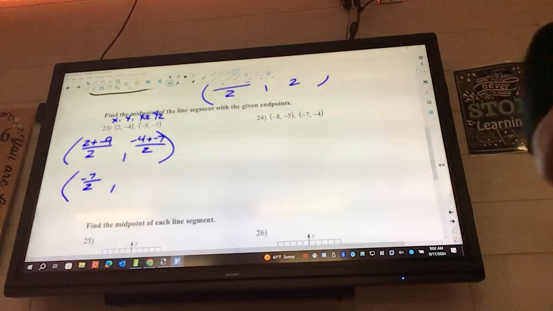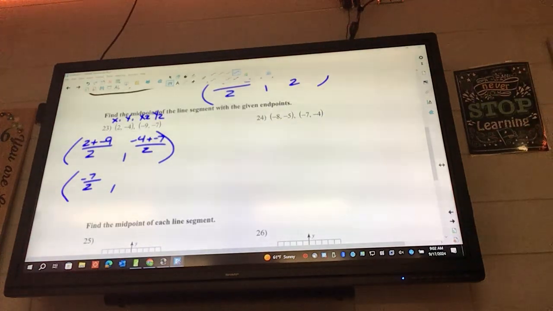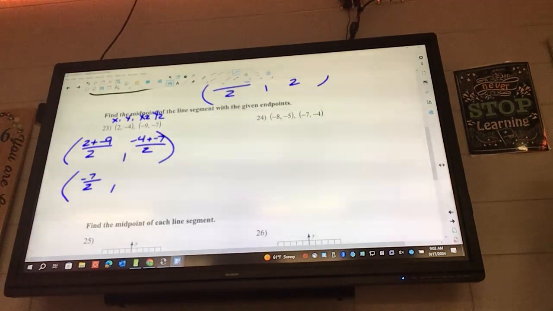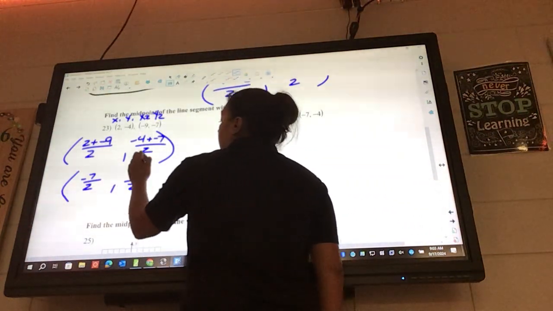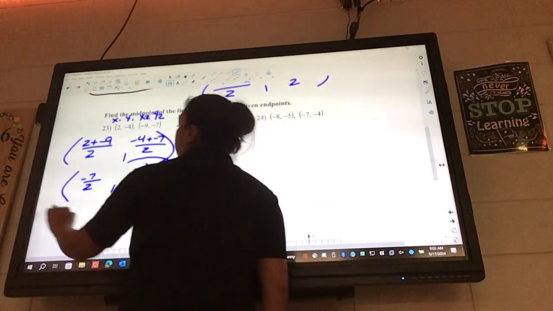So the negative, it doesn't matter if you put the negative with the 7, with the 2, or out front, but you can only have one. And then what about the y's? Negative 4 plus negative 7 over 2. What is that going to give you? Negative 11 over 2. Okay, and so this is our midpoint.